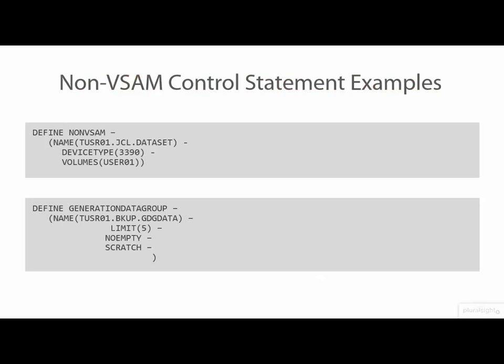Here's an example of some control statements where we are defining a non-VSAM data set. In this case, you can see we specify the name, we specify the device type of a 3390, and then we identify the volume serial number, that is the volume where this data set resides. The second example is another example just as we used before with the generation data groups, where we've identified the base name, a limit of 5, and then the SCRATCH and NOEMPTY parameters indicating how we want those generation data sets to be treated.